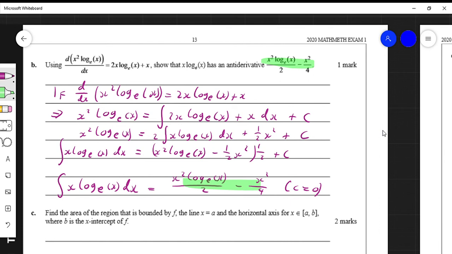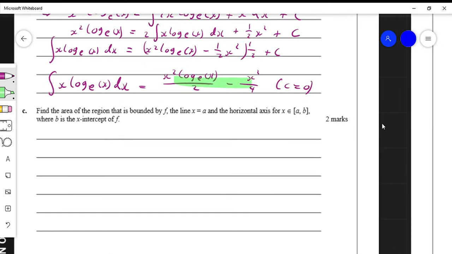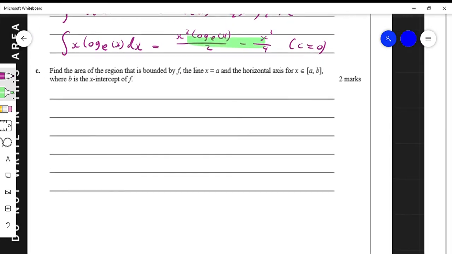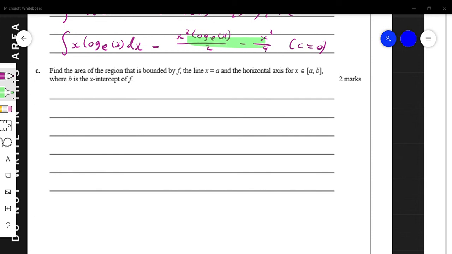It's good. I'm not sure if they would give you just 0 marks for this question if you forgot the c, but always remember to put the c on just to show that you know what you're doing with these integrals. Okay, so now find the area of the region that's bounded by f, the line x equals a, and the horizontal axis for x in a to b, where b is the x-intercept of f.